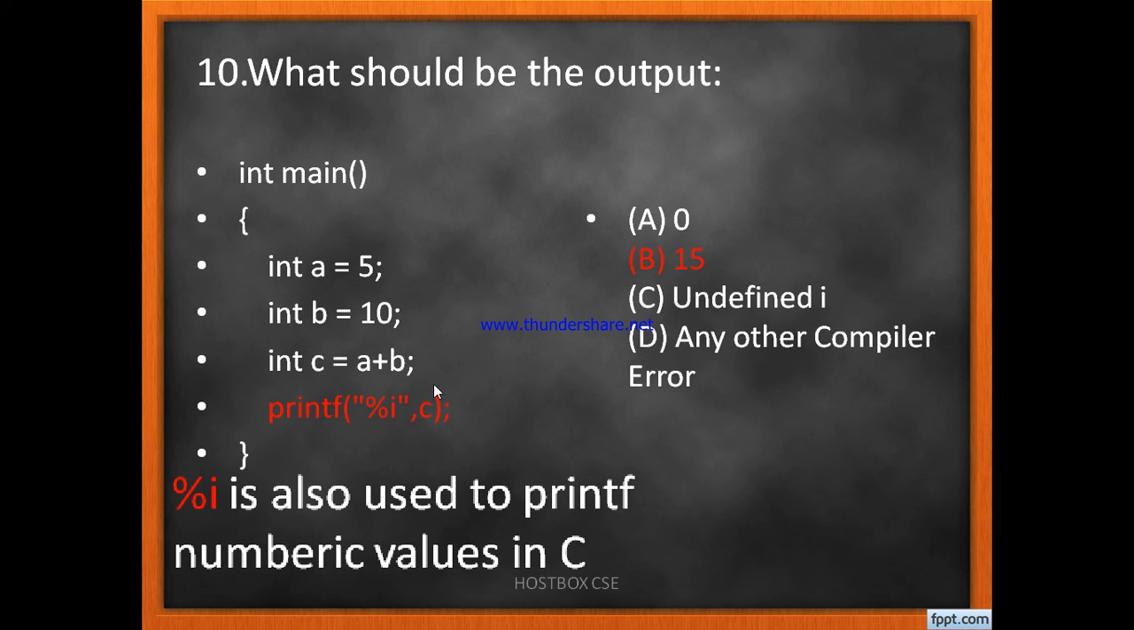The reason is what? Because %i is also used in the C language. Keep in mind, that is very important. %i is also used to print numerical values in C. If you want to print numerical values in C, you can use %d, and %i can also be used. It's similar to %d. So what will happen here? The a value is 5, the b value is 10, so totally it will print 15.